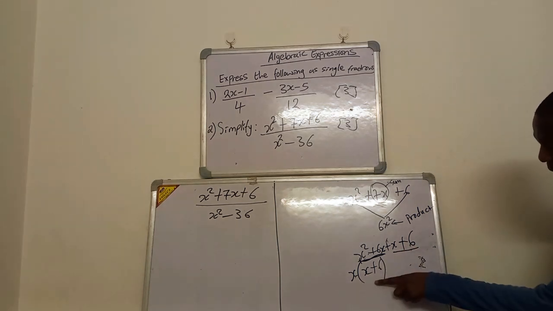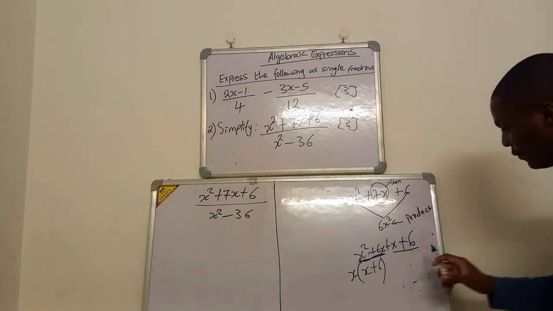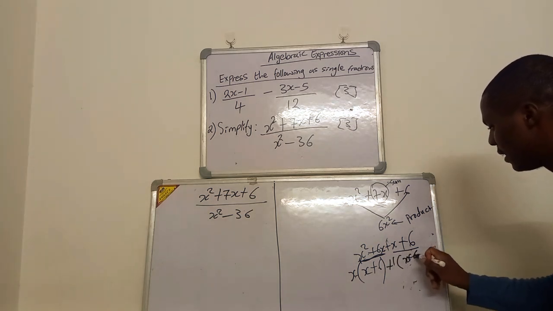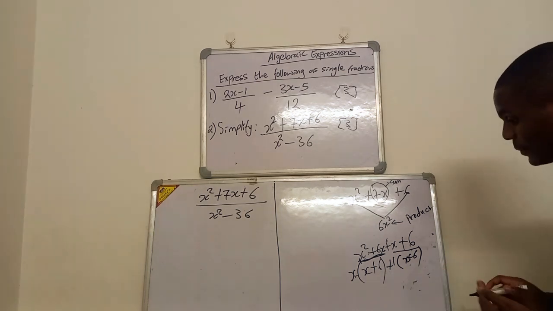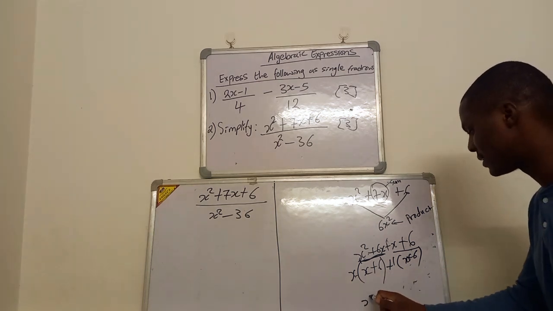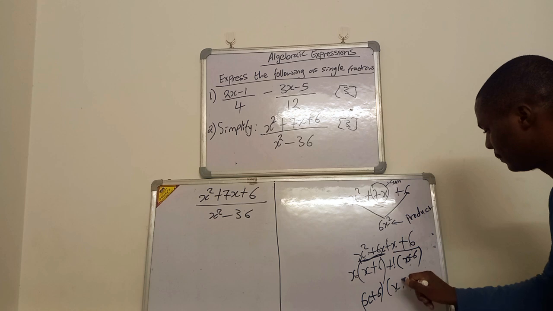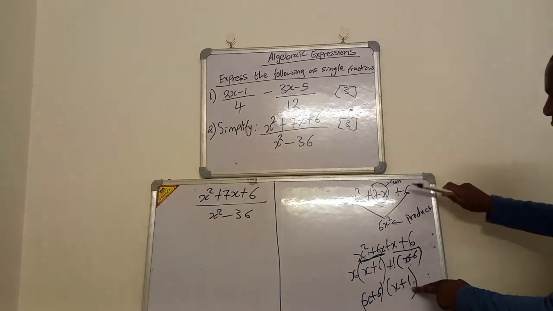So this first bracket and the second bracket must be the same. So I can factor out plus 1 to have x plus 6. So I have 2 brackets which are the same. So I can take 1 x plus 6, and the other one will be x plus 1. This is my factorized expression of this part.